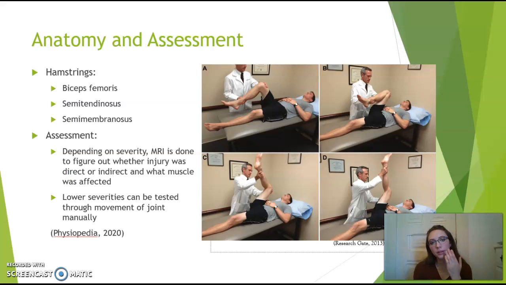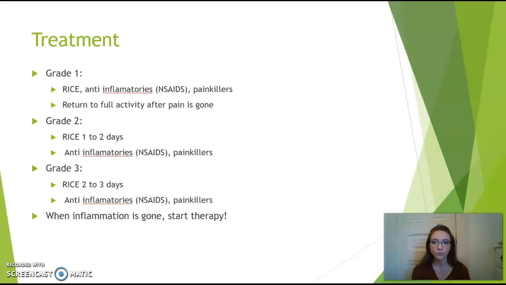So there's a couple of things you can do to test for a hamstring strain. These exercises that you can see in the picture are things that can be done on the field to test for a hamstring strain. But depending on how bad it is, an MRI is recommended just to see where the injury is, how bad it is, is surgery needed, how long is physical therapy going to take, all of the things that we need to know as physical therapists.